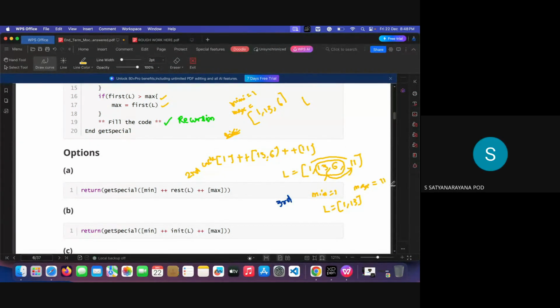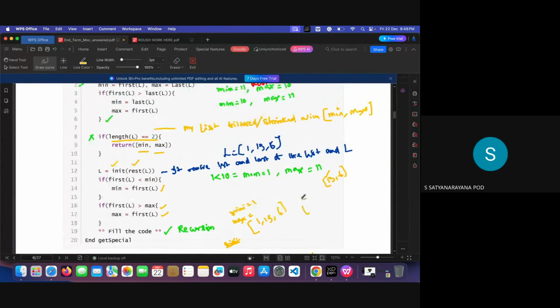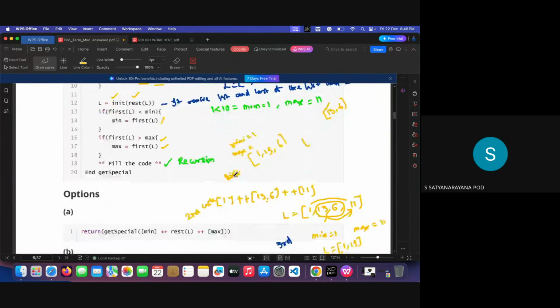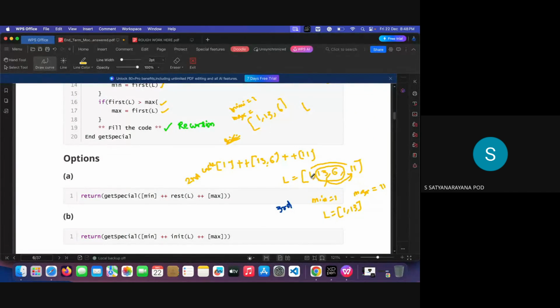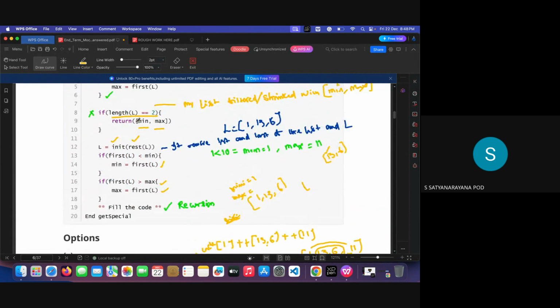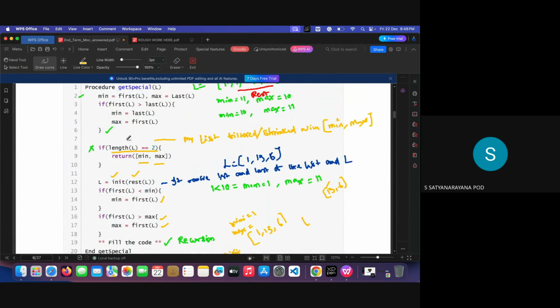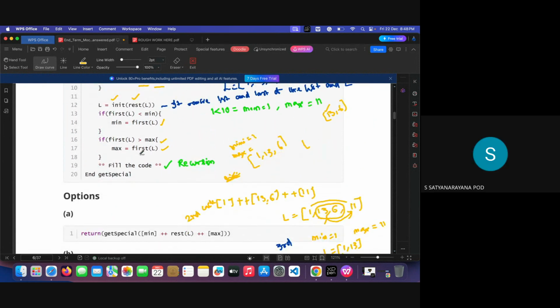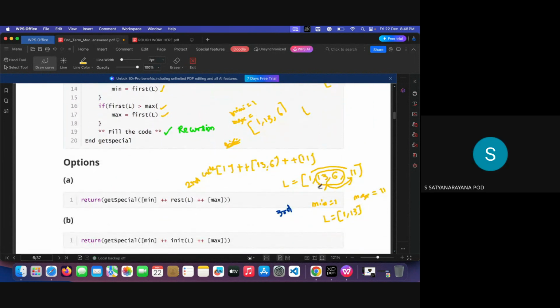Yes, sir. So now it's coming here. In this part, first, is it greater than last? No, because 1, 13, 6 is there. First is 1, this is 11. No, it's not greater than it. So this part is not executed. And of course, this one also is not updated. Eighth line also not executed. Clear? Yes, sir.